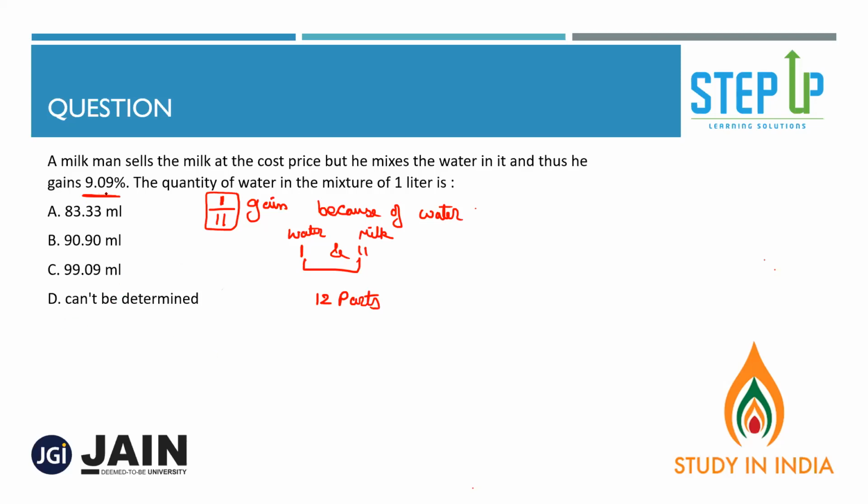We know that the gain is 9.09%. It means that 1/11th is gain, and this gain is happening because of water. So I'll say that one part is water and 11 part is milk. So total quantity is 12 part. Okay, Manish, that's what I'm explaining. 9.09% in fraction can be written as 1 by 11. Now, this is the gain he is making, because of selling extra water. So we'll say that one part he sold is water and 11 part is milk. That's where he is gaining. So total he sold 12 quantity, because the mixture is of milk and water, Sandeep.